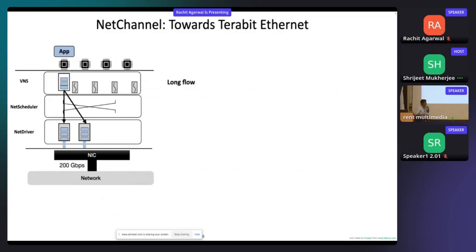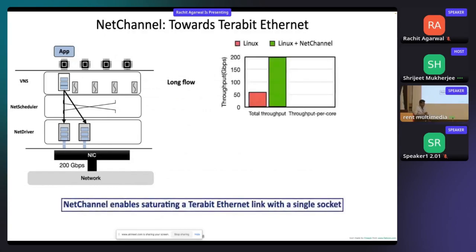Okay, and everything in this is completely dynamic. The system decides how many cores to allocate for the top layer. The system decides how many channels to allocate, and the result is as follows. In the case of Linux, we get roughly 55 gigabits per second. This is a long flow, so large packets, 55 gigabits per second.